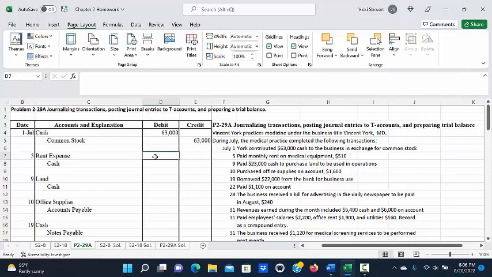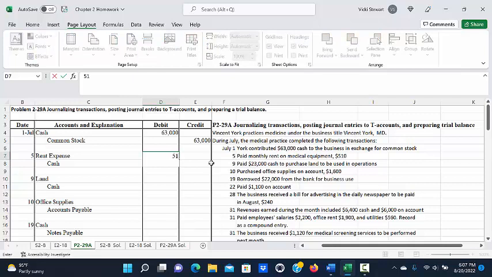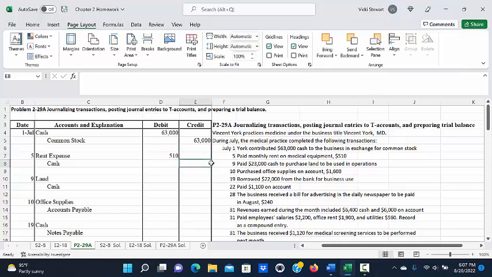On July 5th, it states that the business paid monthly rent on medical equipment of $510. So we know that we would have a credit to cash and our debit would be to an expense account. So we would look at the accounts that are given in the problem and we see that the one that would match would be rent expense. So we would debit rent expense for $510 and we would credit cash for the same amount.